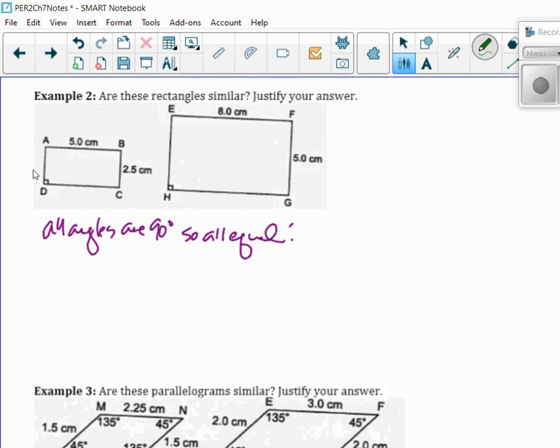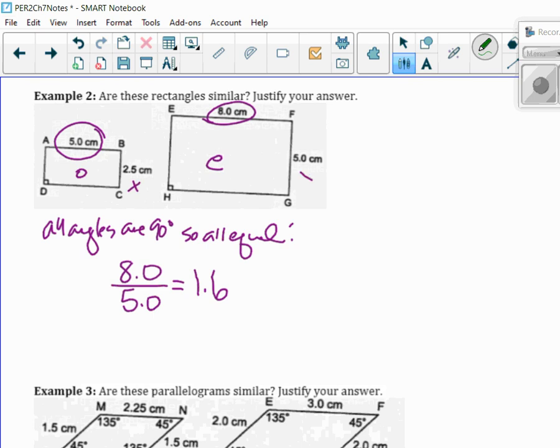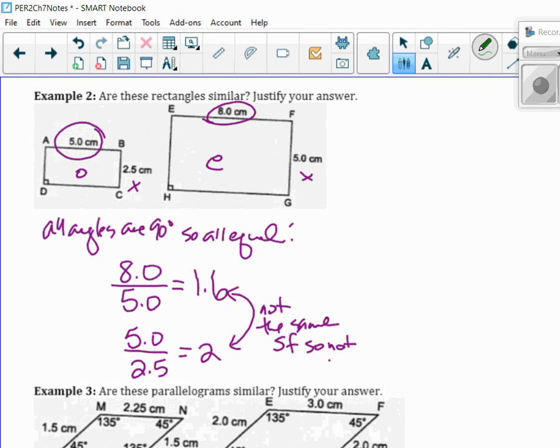Okay, the next thing is to figure out the scale factor. Again, you can only do lengths to lengths. Don't compare a length to a width. I'm going to do this as my original, and this is an enlargement. So my scale factor is 8 divided by 5, and I get 1.6. Then if I do these two, I get 5 divided by 2.5, which gives me 2. You can see they are not the same scale factor, so not proportional.